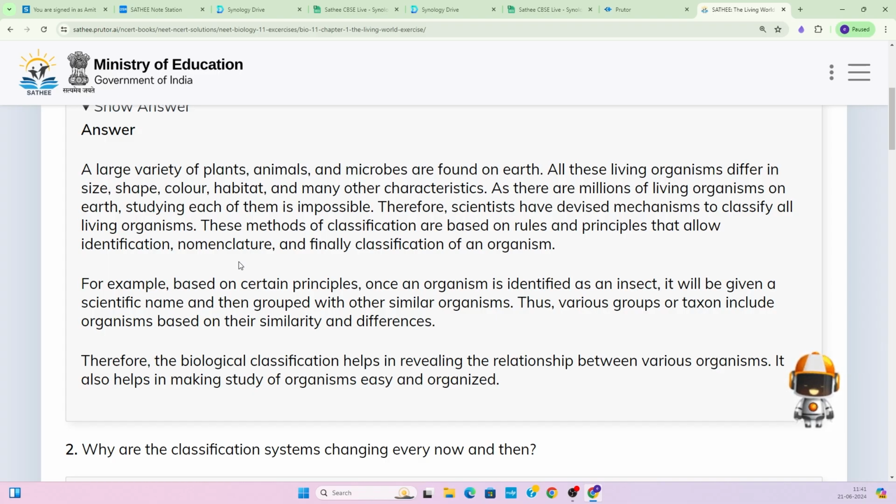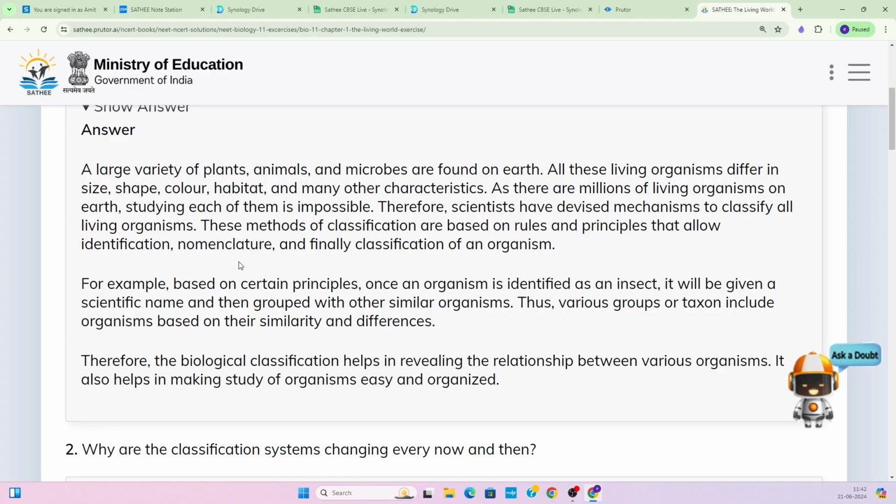So as there are millions of living organisms on the earth, studying each of them is quite impossible, right? If you want to study 1.7 to 1.8 million organisms, how much time will it take, and how much time will you need to remember that this organism I have studied has these characteristics? It's very difficult, right? So the scientists have devised a mechanism to classify all the living organisms, to make our study easy.